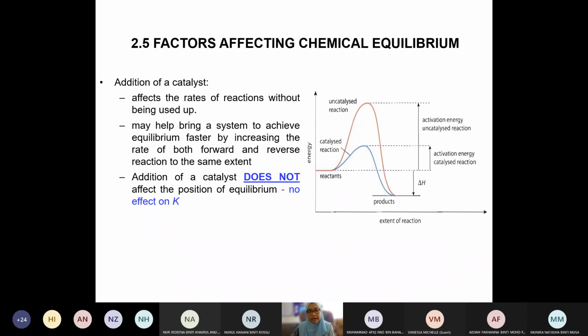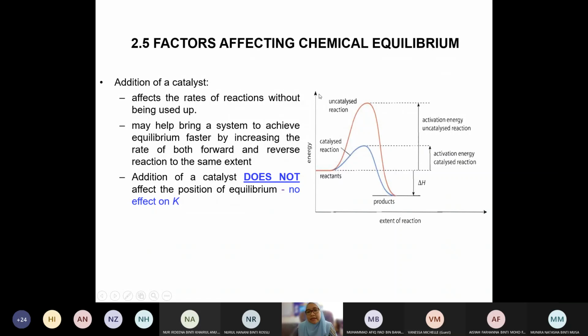Okay, so basically it helps to increase the rate of forward and also the rate of reverse reaction to the same extent. So addition of a catalyst does not affect the position of equilibrium, and therefore it will not affect the value of K. It will not affect the K.